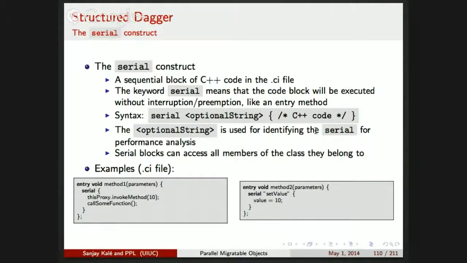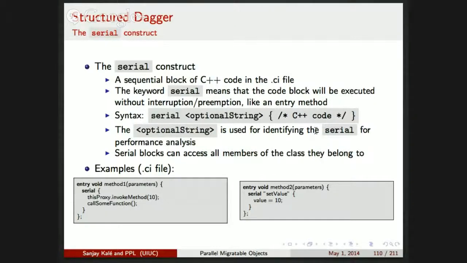And then serial blocks can access any members of the class they belong to, just like any other serial block of code in that class. So for example, here we have entry method one with some parameters, and its body is just a serial block that will first invoke a method on this proxy and then call some function.